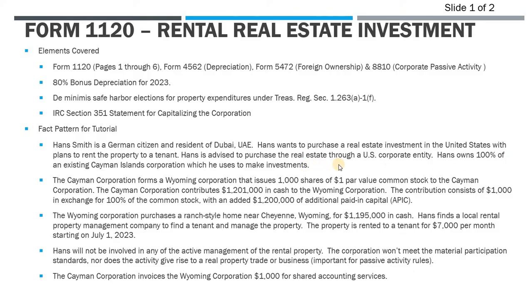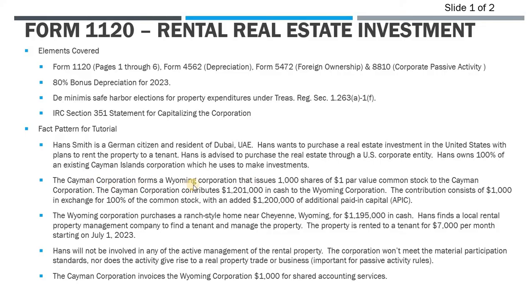He's advised that owning U.S. real estate individually is not a good thing for non-U.S. persons, so he's going to do it through a U.S. corporate entity. Now, he already has an existing Cayman Islands Corp, so he owns 100% of the stock in a Cayman Islands company, and he uses that to make investments. And so he's going to open this U.S. Corp via that Cayman Corporation.